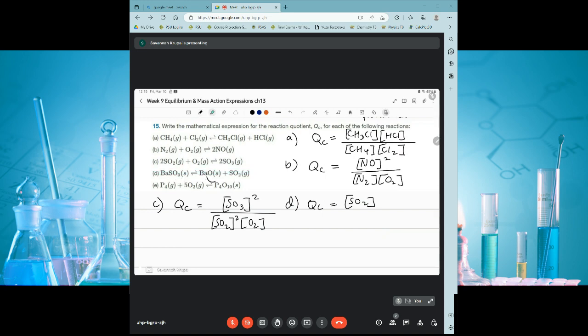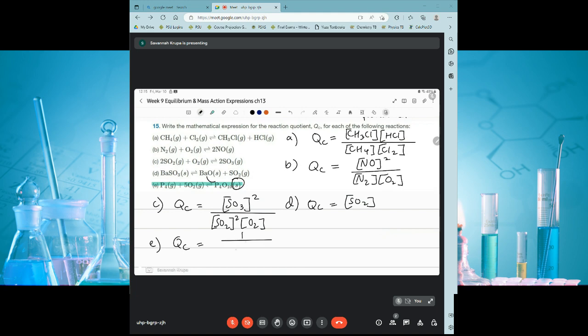Now let's move on to E. And just as I was saying, we don't include solids right there, because the product P4O10 is a solid, we will not be including that. So instead of having nothing up there, we will just put a 1 in place of it.